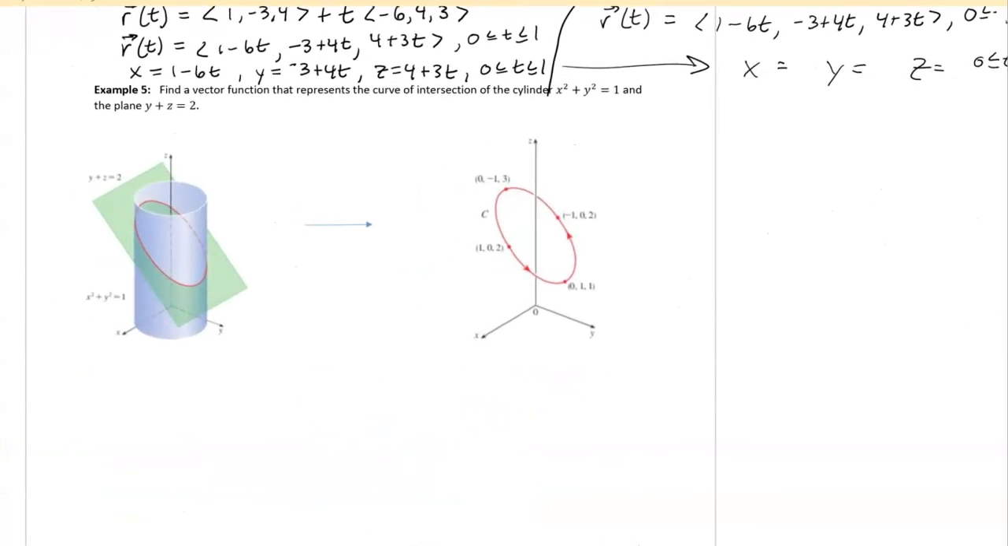Okay, example number 5. We're going to find the vector function that represents the curve of intersection of the cylinder x squared plus y squared equals 1 and the plane y plus z equals 2. This gives us our visual of what I'm asking. Think about our circular cylinder. We're going to have a plane, and we want to know where they intersect. Mine is colored, and you can see this red ellipse-looking path. That is how these two surfaces intersect. Remember, the cylinder is not filled in, so the curve is on the surface of the cylinder, where it touches the plane.